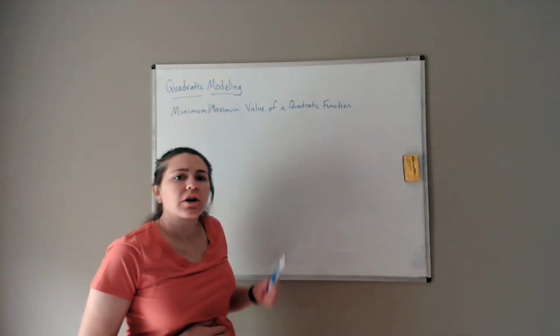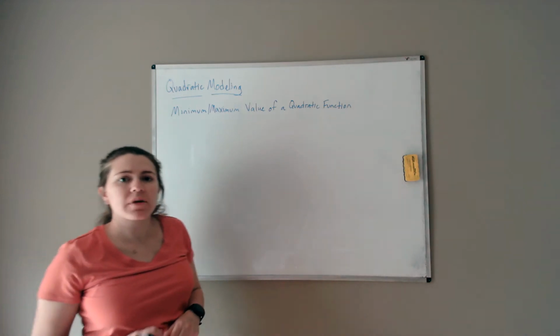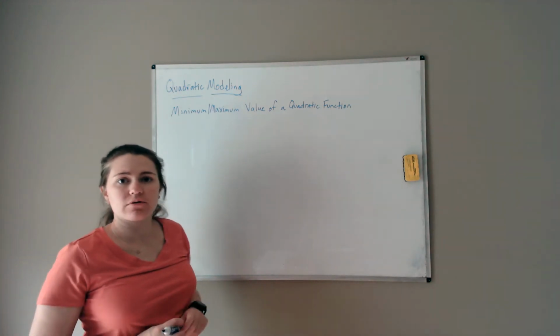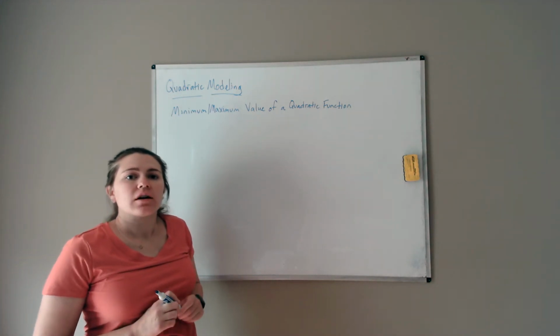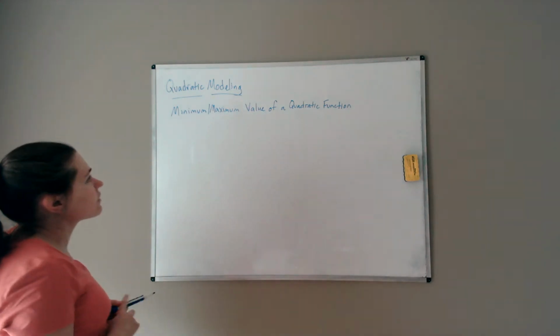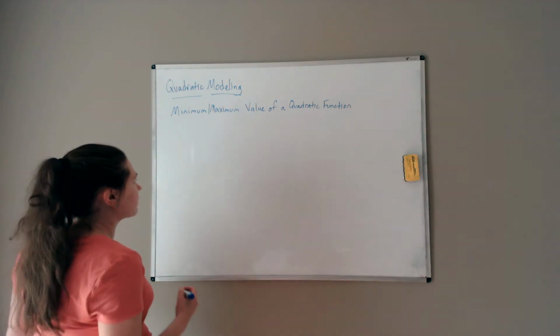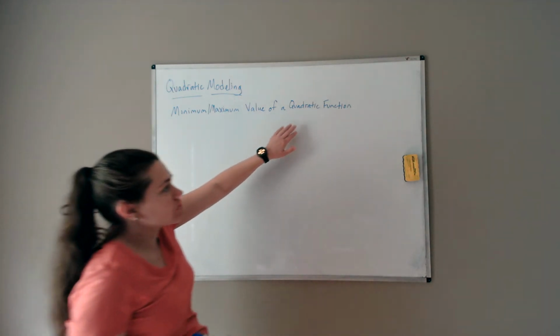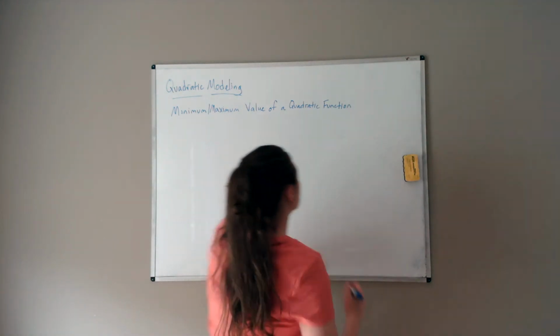So in this video, we're going to go over quadratic modeling, and the first thing we're going to go over is the maximum and minimum value of a quadratic function. So what is the minimum value or maximum value of a quadratic function? Well, a quadratic function takes on a parabolic shape, right?